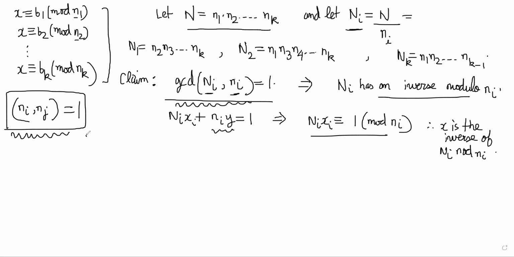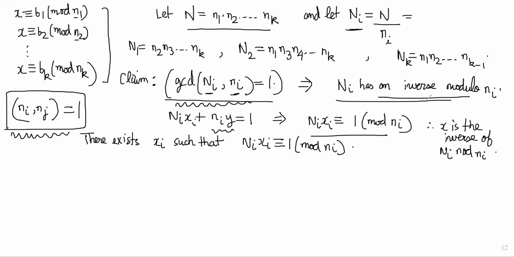So there exists xi such that Ni xi is congruent to 1 mod ni, right? Because the GCD of this is 1, therefore the inverse exists. So now, for each such capital Ni, like N1, N2, N3, there will be an inverse X1, X2, X3. For each, this i can be anything from 1 to K.